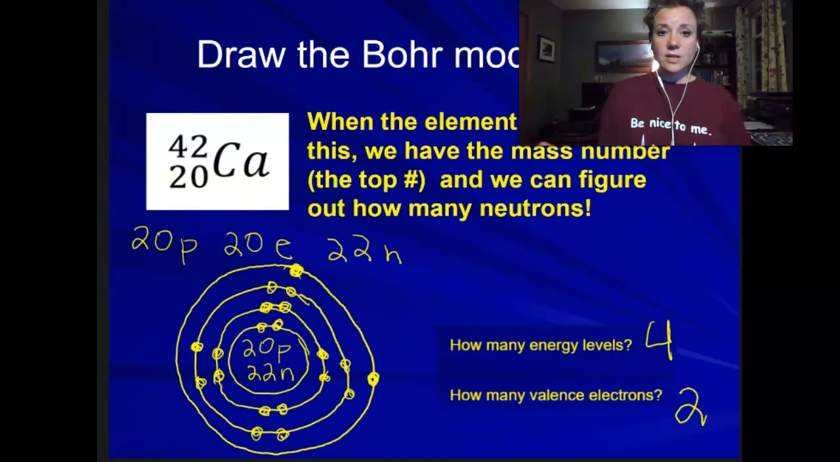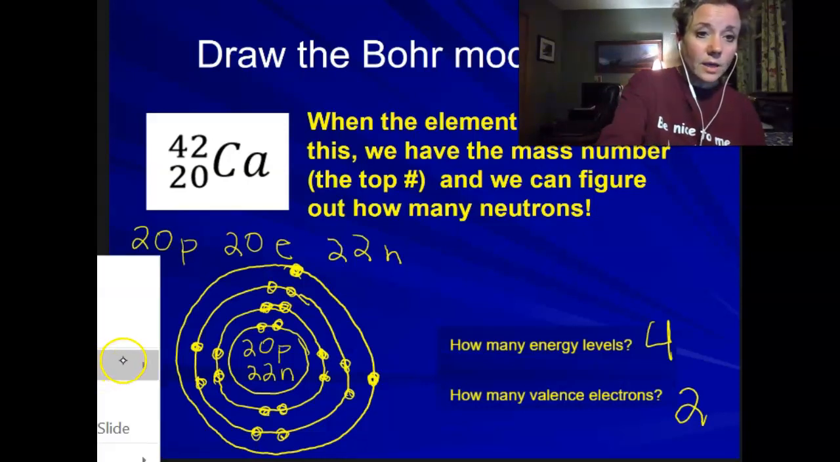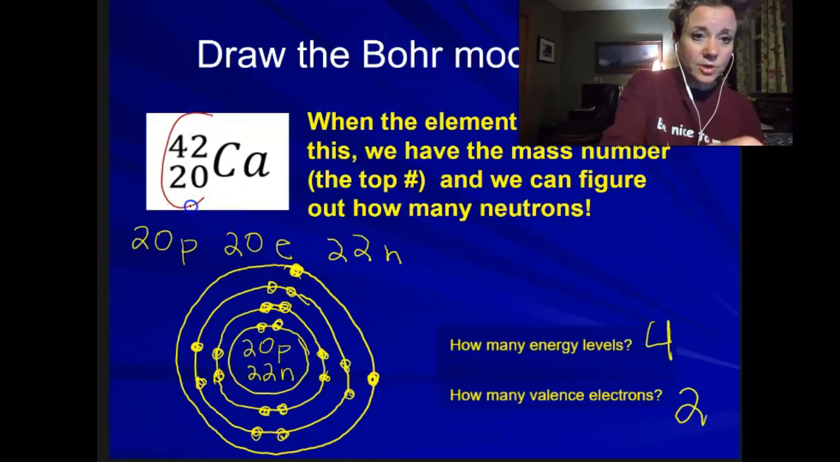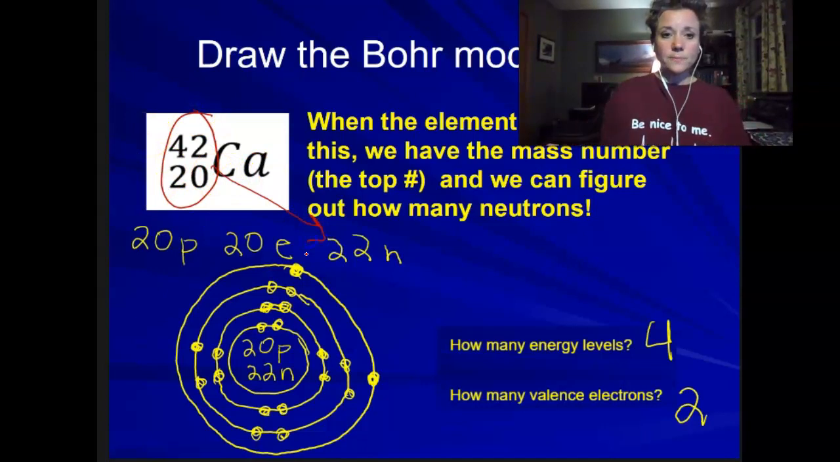And then here is your answer for calcium-42. This was a pretty big atom, the biggest one we've done yet today. 20 protons, 20 electrons, and then 22 neutrons. And remember that I found the number of neutrons by subtracting 42 and 20. So I had to subtract these 2 numbers in order to get my 22.